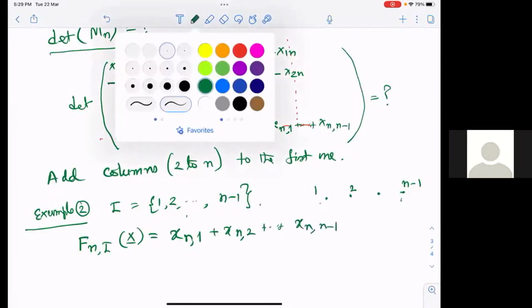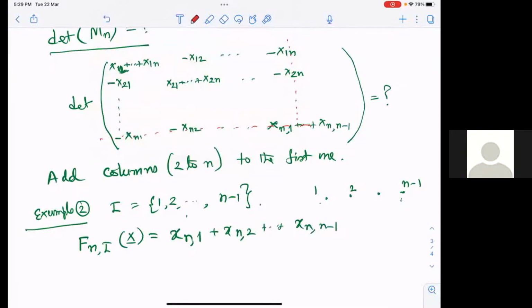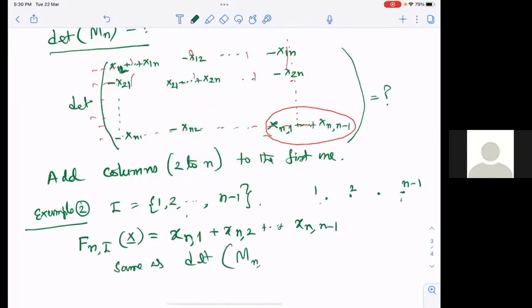Now look at this matrix. You have to delete the first n minus 1 rows and the first n minus 1 columns. So what remains is this 1 cross 1 entry, same as the determinant of it. So you verified some very simple cases.